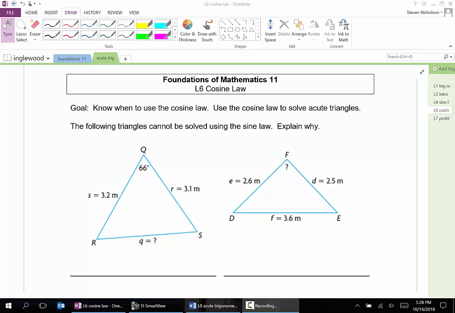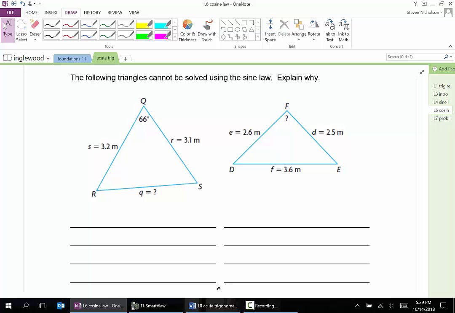If the sine law doesn't work, what do you do? Well, what you do is use the cosine law. So today I want to make sure we know when and how to use the cosine law to solve acute triangle problems. Have a quick look at these two little triangles and see why you cannot use the sine law.